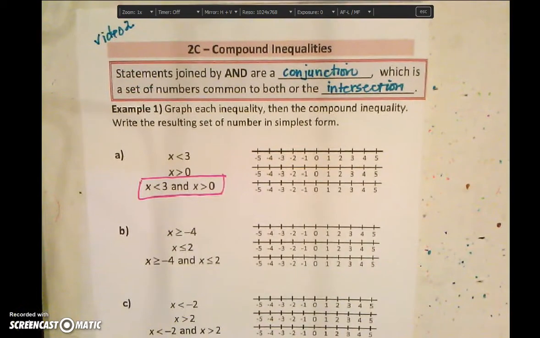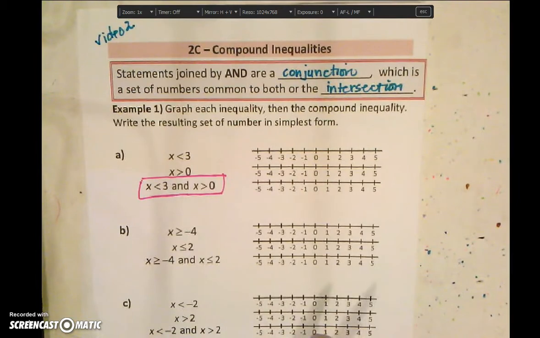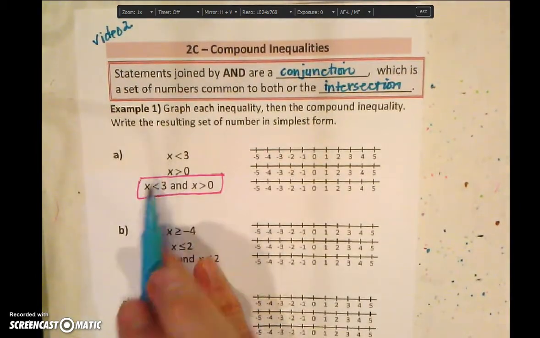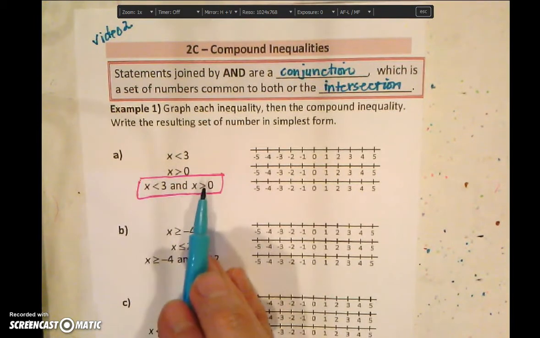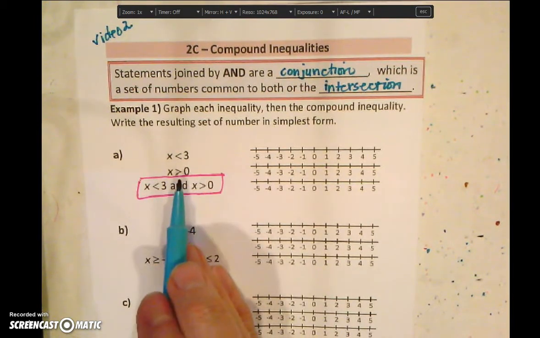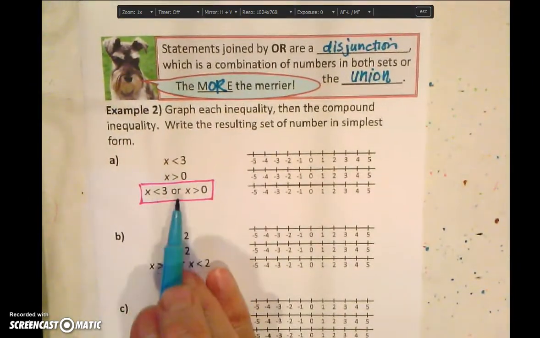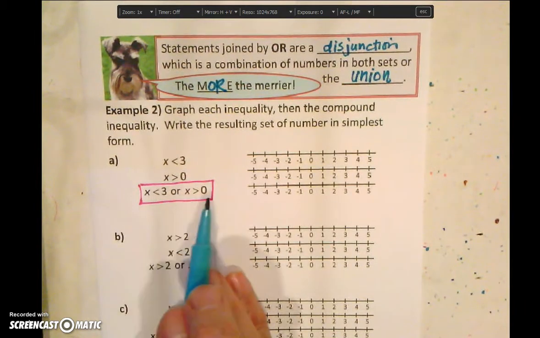We're now going to talk about compound inequalities. There are two types of compound inequalities. We have inequalities which are two inequalities, x less than 3, x greater than 0, combined with either the word and, or on the other side of the page with the word or. So a problem will look something like this.